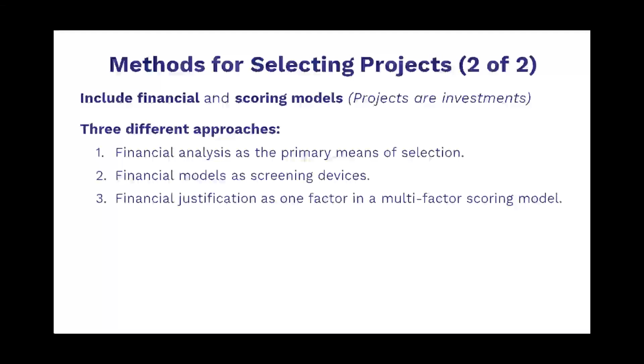First, financial analysis is the primary means of determining which projects are selected, and management merely tempers this with informal inclusion of non-financial factors. Second, financial models are used as screening devices to qualify projects or even just to offer perspective. Qualified projects then go through a selection process using a scoring model. Third, financial justification is one factor used in a multi-factor scoring model. It's important to notice that the common thread in all three of these project selection approaches is that both financial and non-financial factors are considered in varying degrees.